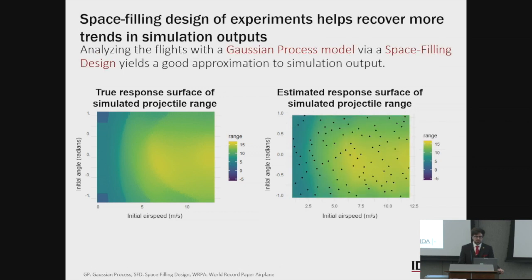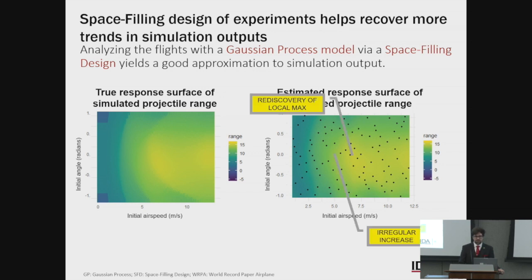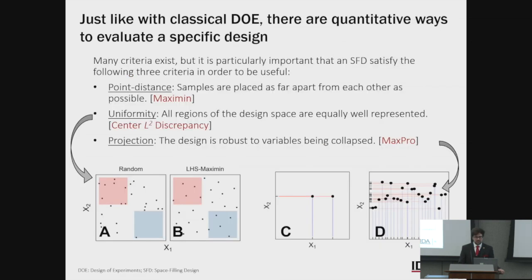Whereas if we were to use a space filling design and couple it with an appropriate analysis technique, in this case I use a Gaussian process, but that's actually not what I'm going to talk about today, we're actually able to get much closer to describing that more complicated surface. We get the irregular increase. We're able to rediscover that interesting local maxima on the surface, and so on.